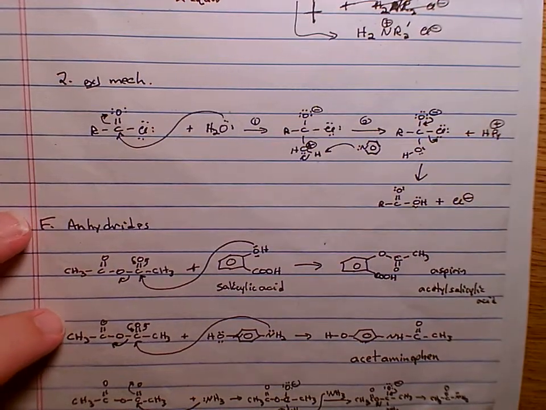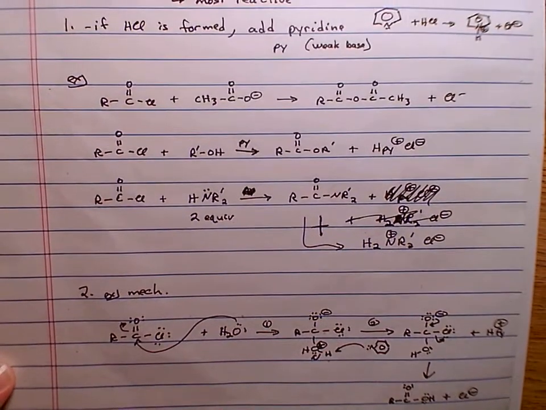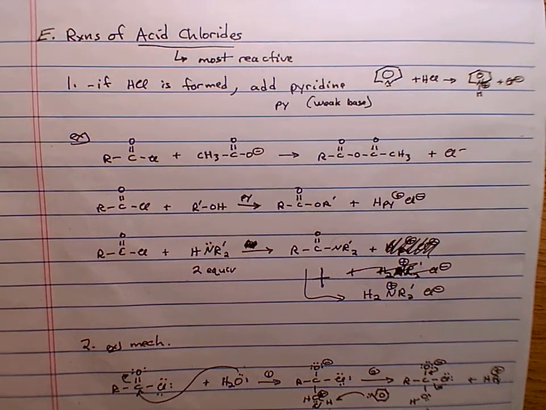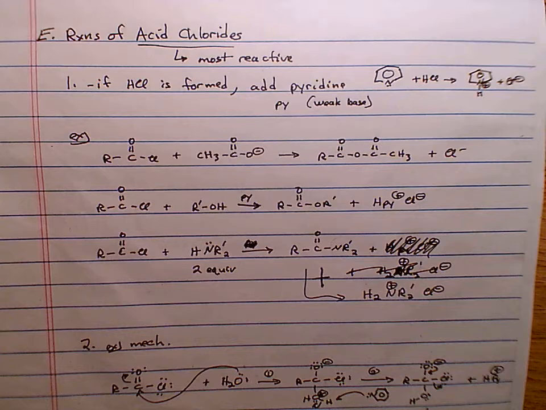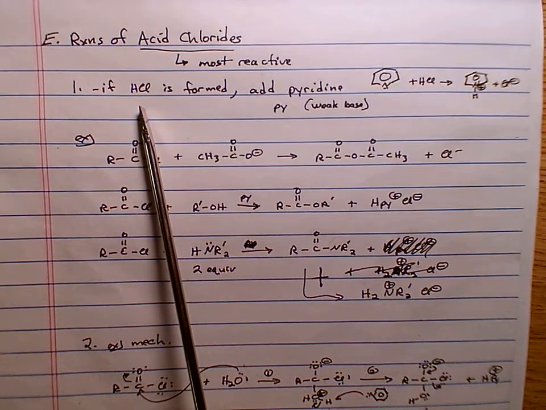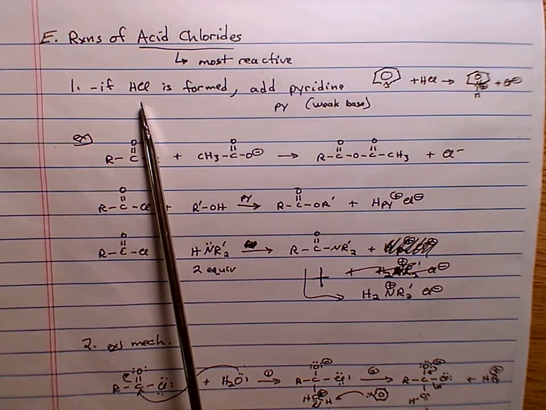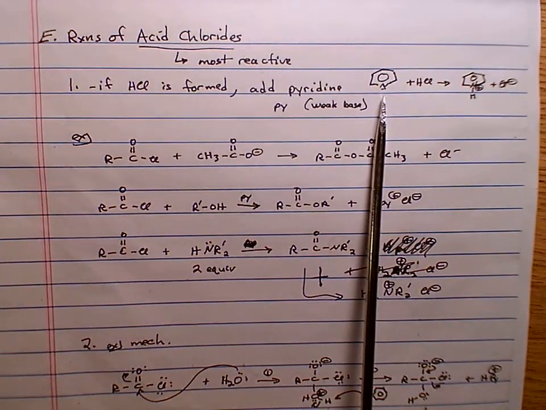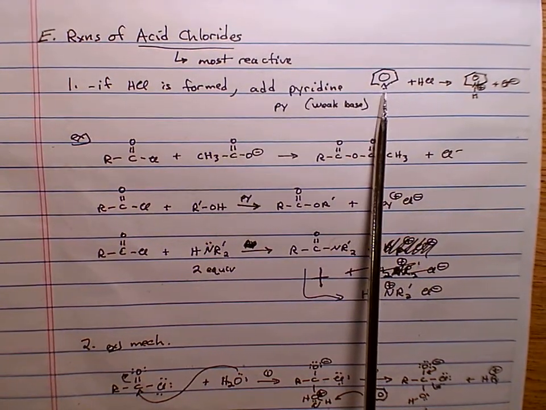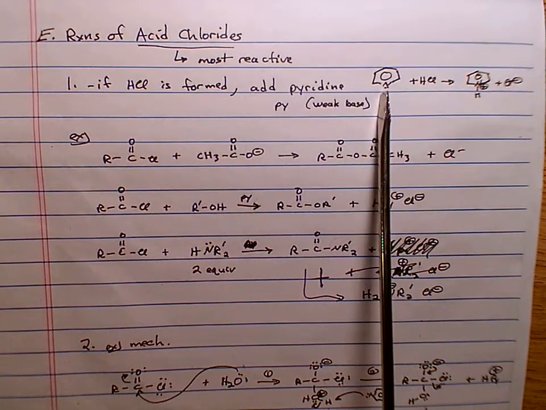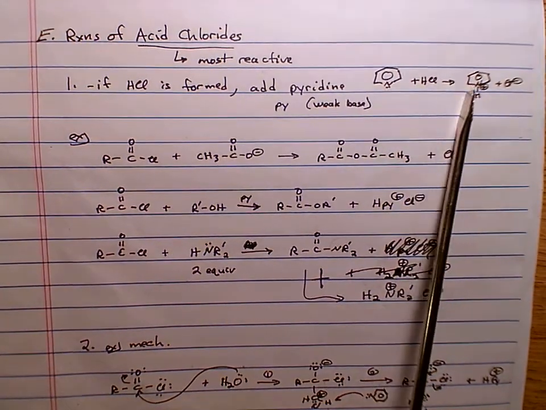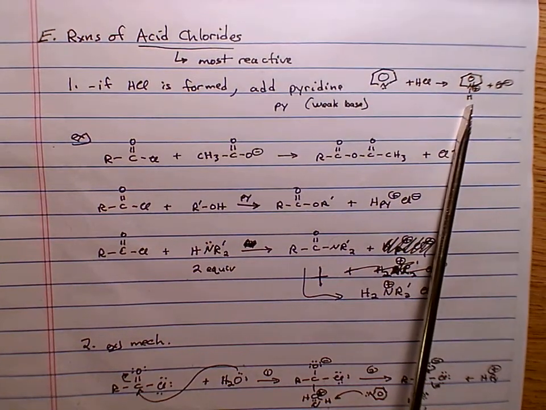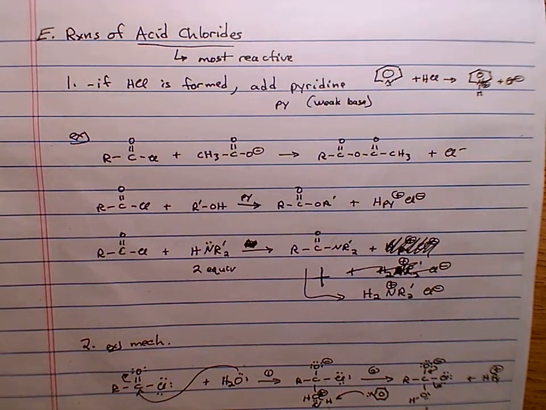All right. So let's look at our reactions going from most reactive to least reactive. We'll start with reactions of acid chlorides, the most reactive. And when you write down the mechanism, as we saw before, if you get a deprotonation and form HCl, in general we're going to add pyridine, a weak base. This is the structure of pyridine. It's weak. It's fairly sterically hindered also. And it will react with the HCl that would have been formed to form this protonated pyridine and Cl minus.